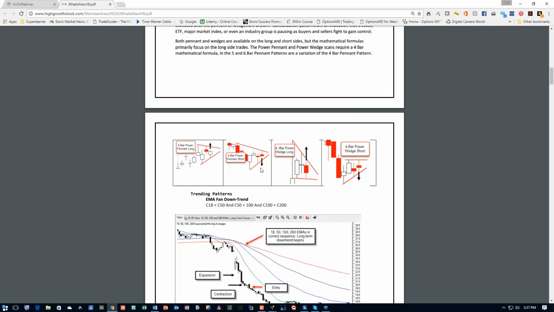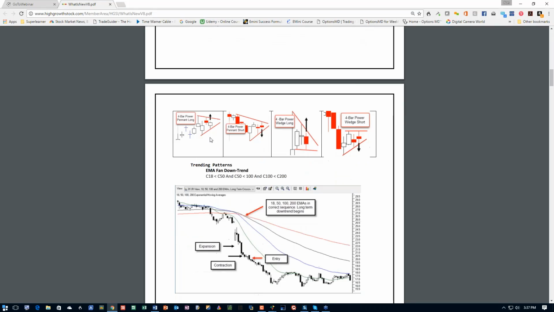And it's easy to control risk with these because you know where your stop's going to be. For example, on this 4-bar power pennant long over here, this example, and this is from a chart. I just took it out of HGSI. If it breaks through the downtrend line, your stop is just below this candle right here, so you're risking very little money. And it's all about not risking too much money.